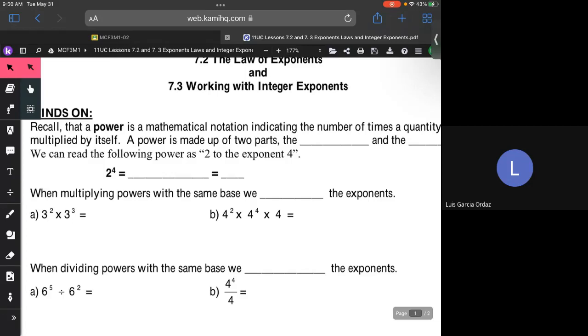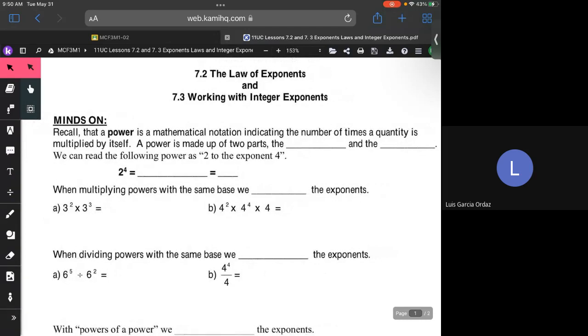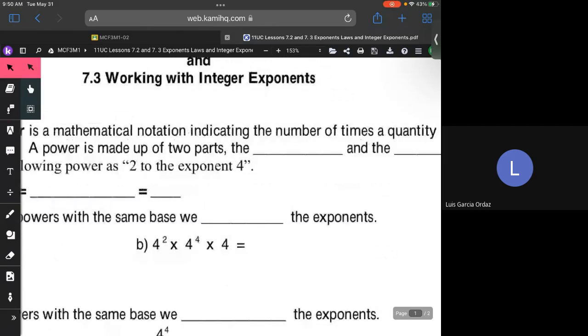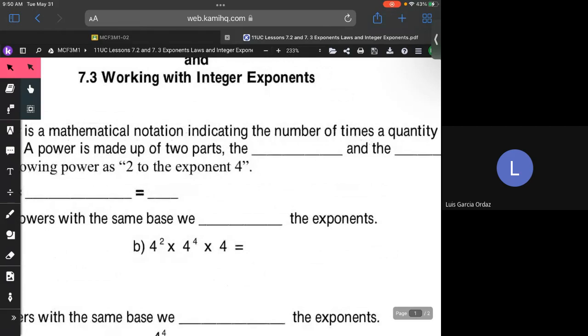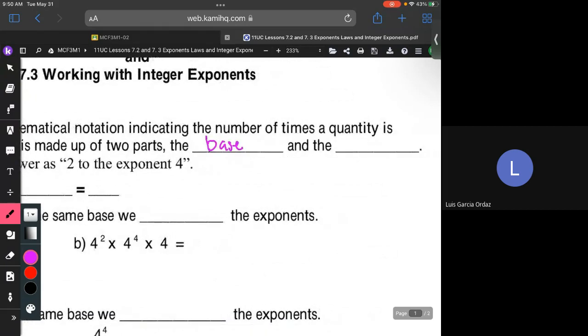All right, so you want to remember that a power is a mathematical notation indicating the number of times a quantity is multiplied by itself. A power is made up of two parts. One part's called the base and the other one is called the exponent. The base is the number that you're going to be multiplying, and the exponent is the number of times you're going to multiply the base repeatedly.